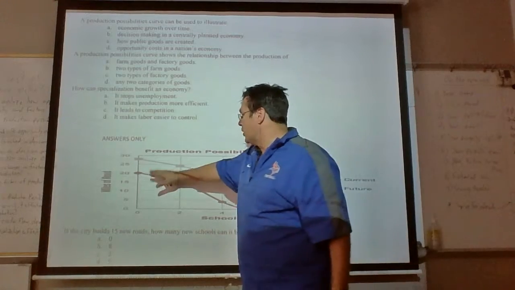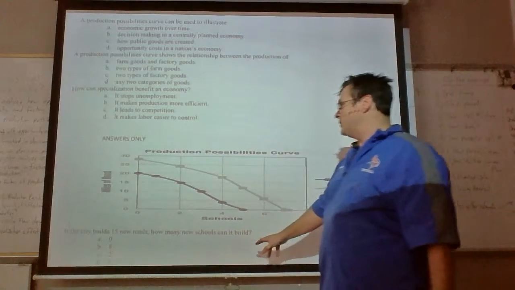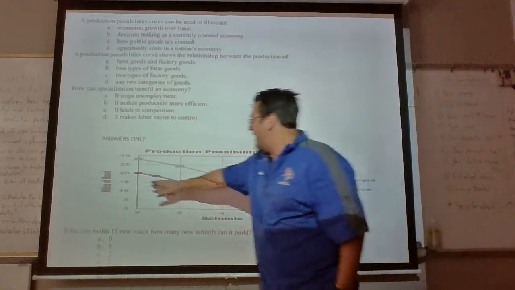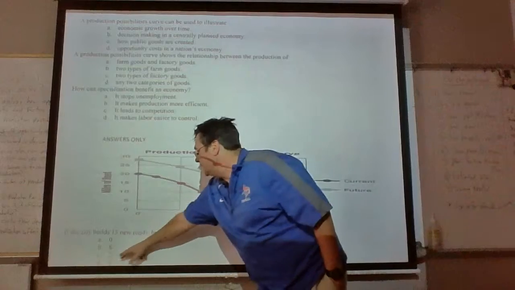All right? So let's go back here. The simplest question down here at the bottom. If the city builds 15 new roads, how many new schools can it build? At 15 miles, it can build 2. So the answer is C.